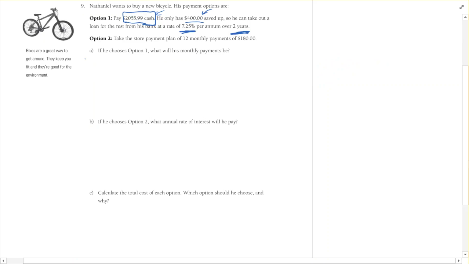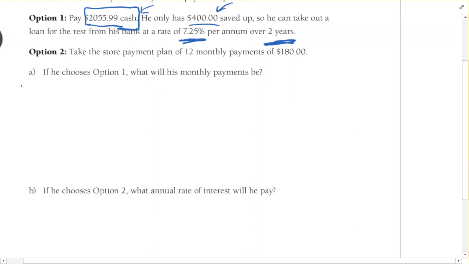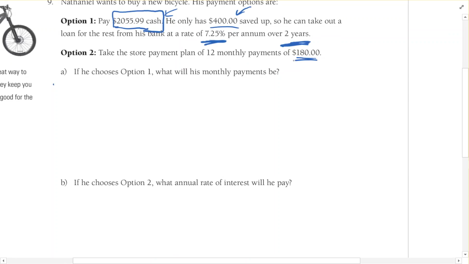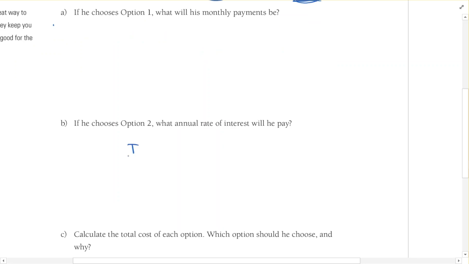Okay, 9B. If he chooses option 2, what annual rate of interest will he pay? Okay, so option number 2 was take the store payment plan of 12 monthly payments of $180. Well, first off, we got to see how much did he actually pay in interest. So what I would do is figure out, okay, 12 monthly payments of that. What does that come to? How can you figure that out? So figure out how much he actually paid, compare it to how much the bike actually costs to figure out your interest first. And then it's going to have something to do with I is equal to PRT after. We were looking for interest rate. Okay, so that's all I'm going to tell you. So go ahead and answer 9B now.